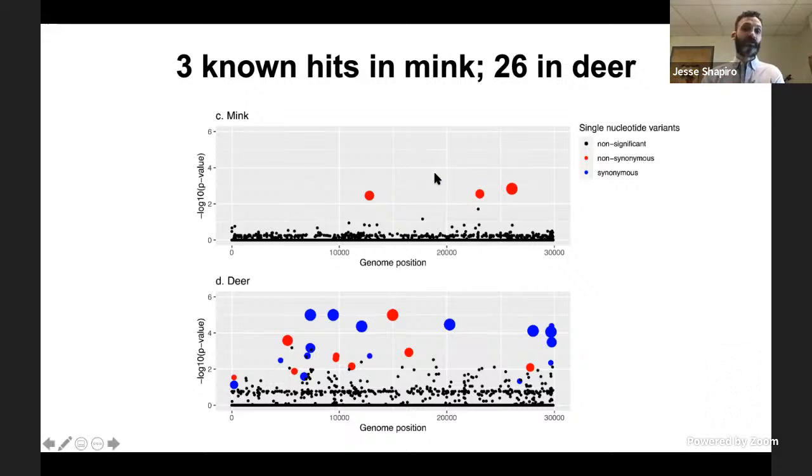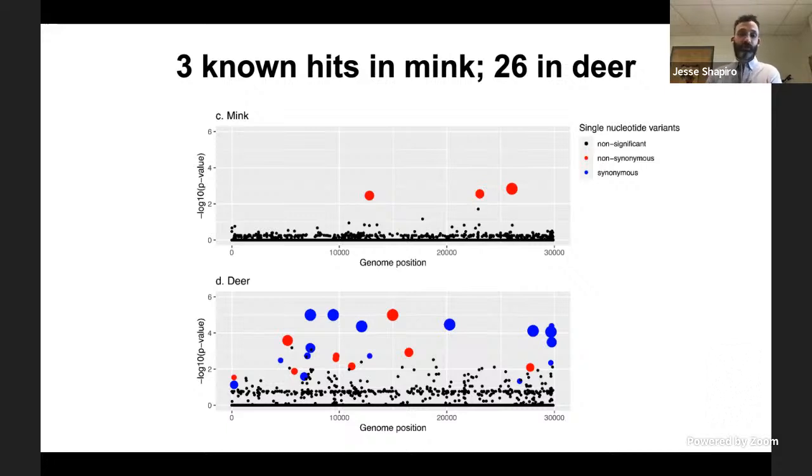So this is some pretty nice overlap with existing knowledge, but here we're really providing rigorous statistical support for those associations. And what was really interesting, and that we're still trying to understand, is we get 26 significant hits in deer. You can see by the colors, they're red and blue. These are both synonymous and non-synonymous mutations that are strongly statistically associated with deer. None of these are in spike, so they're across the genome.